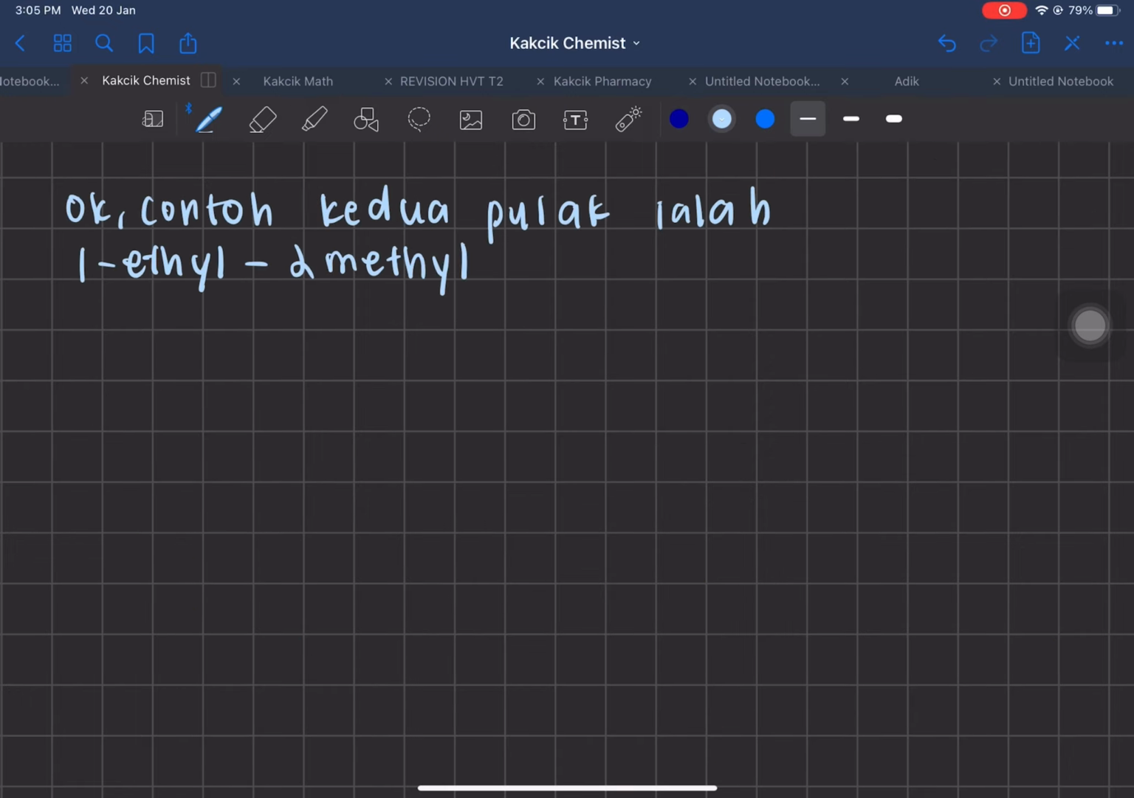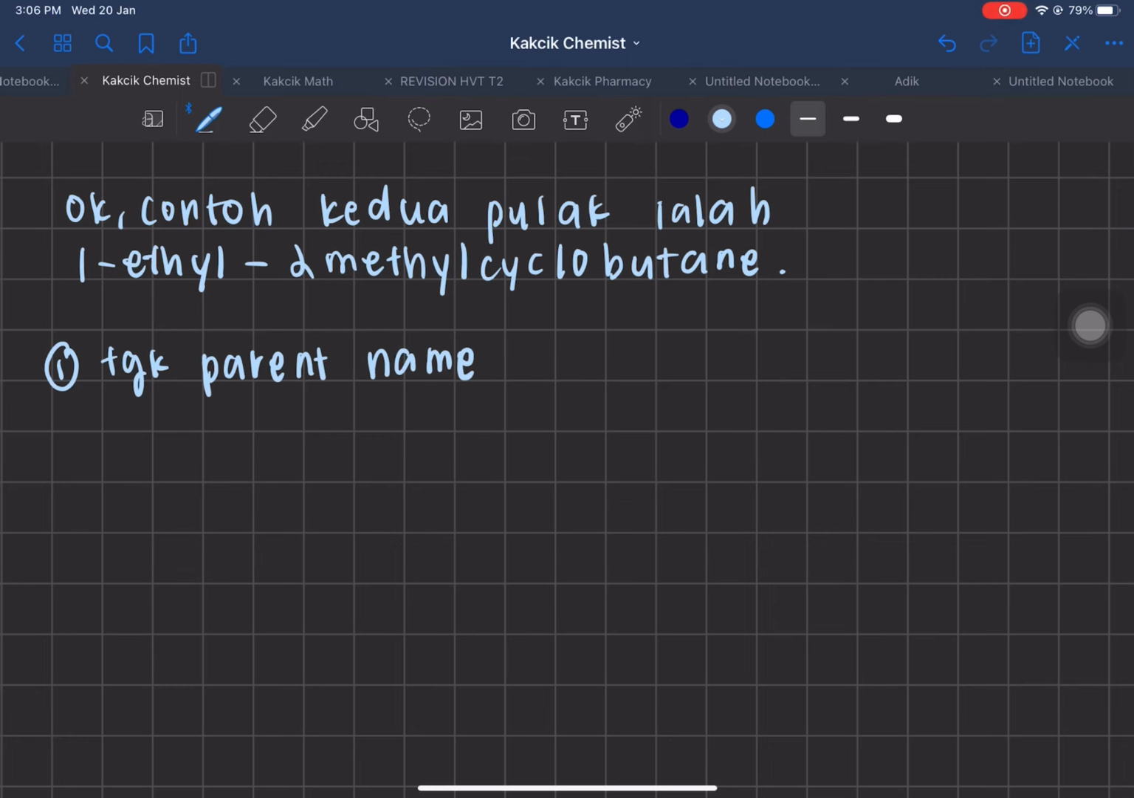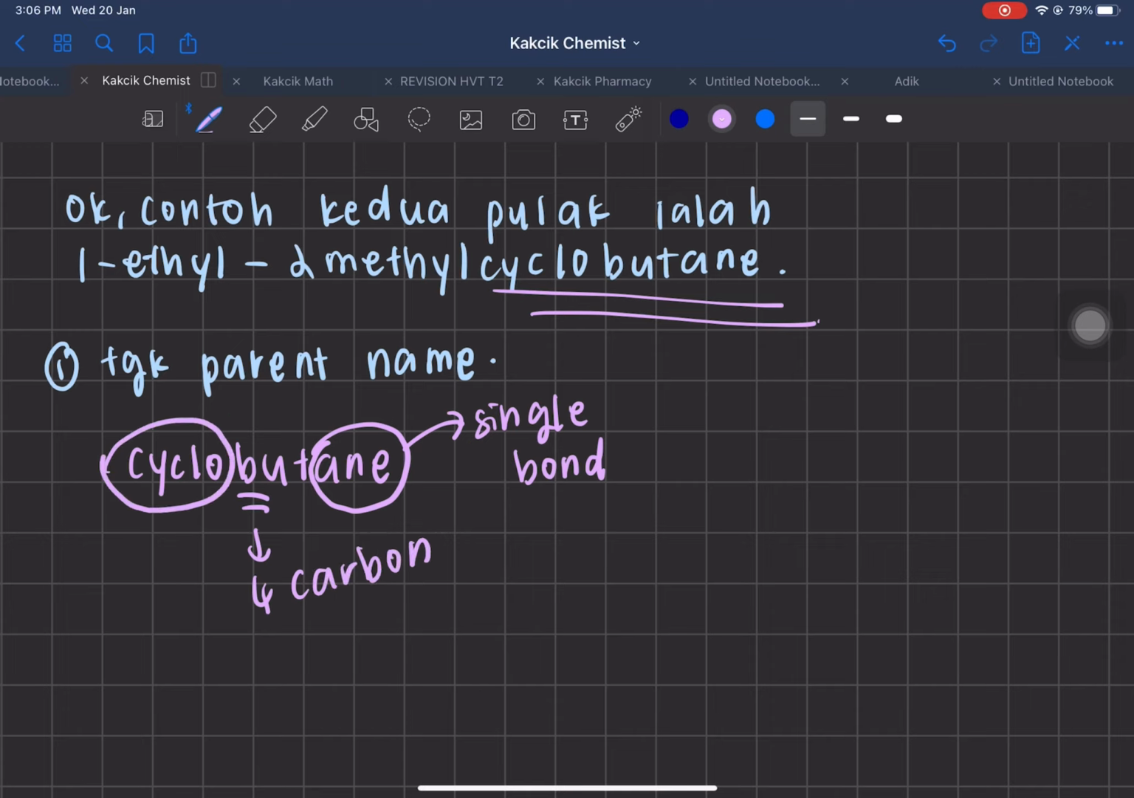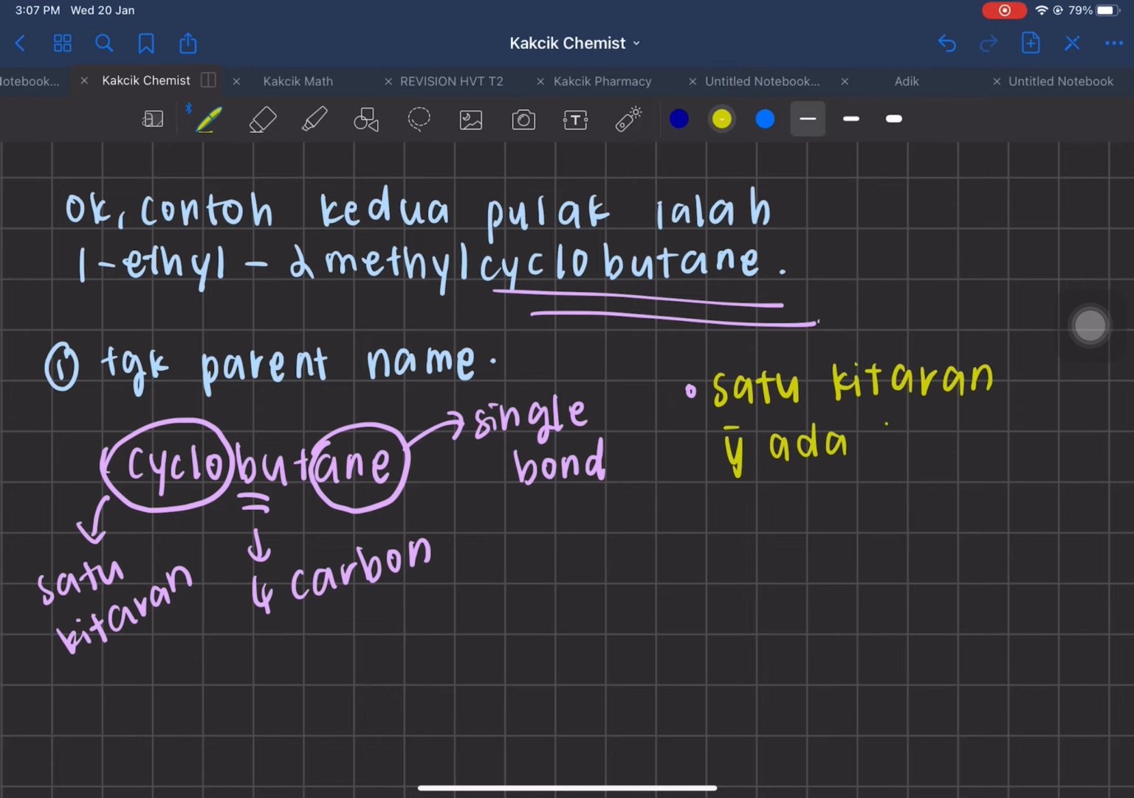Okay, first kali kita akan tengok, macam biasa kita akan tengok the parent name. Parent name dia adalah cyclobutane. Kalau "ane" maksudnya alkane. So alkane ada single bond. Dan "but" pula ada 4 carbon. So cyclo is also satu kitaran. So dia adalah satu kitaran yang ada 4 carbon dan single bond.